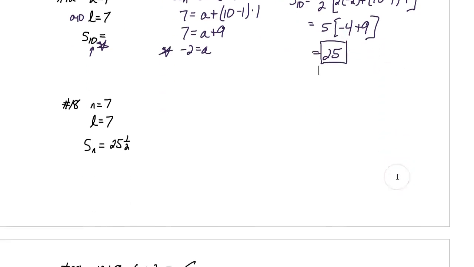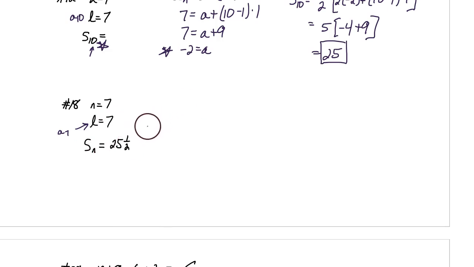Number 18. Write out the first 3 terms of this sequence given this information about it. So we know the number of terms is 7, and we know that the last term is 7. If there are 7 terms and the last one is 7, then that is the 7th term. So a sub 7 is equal to 7. We know that the sum of n terms is 25.5.